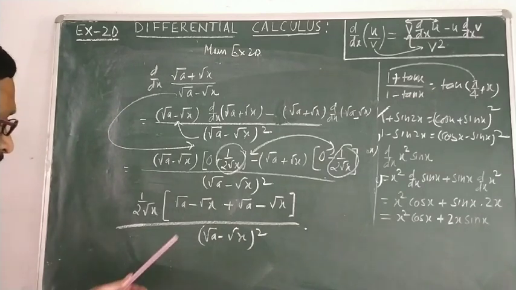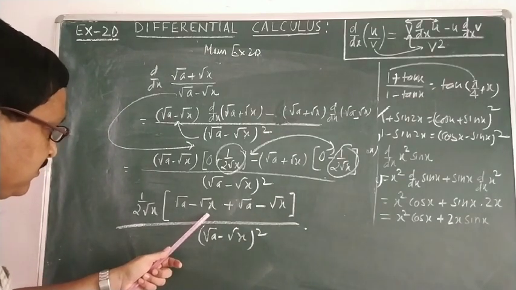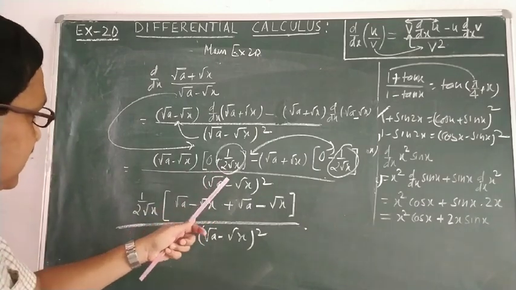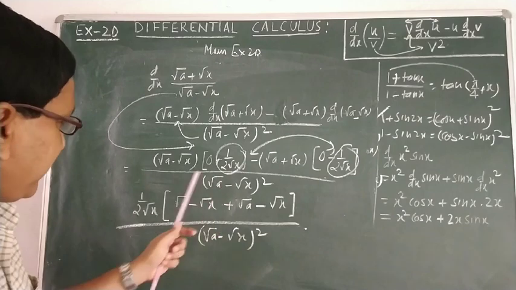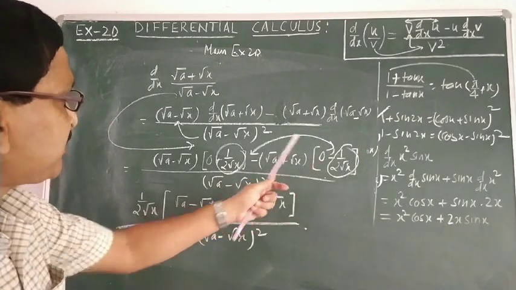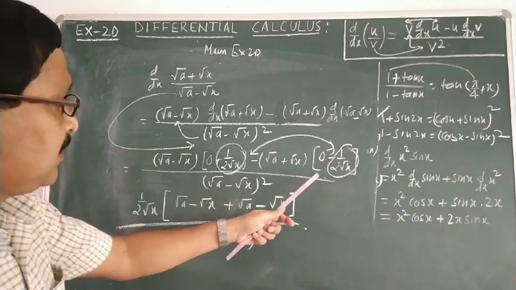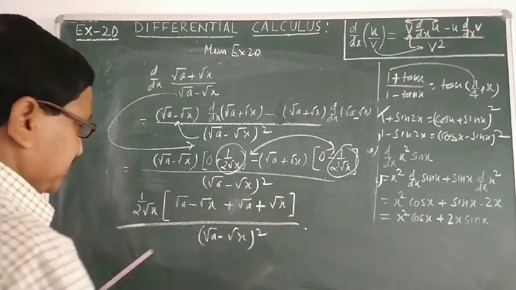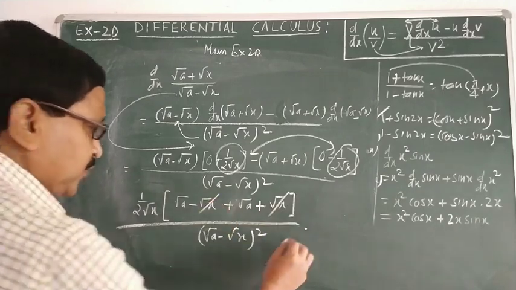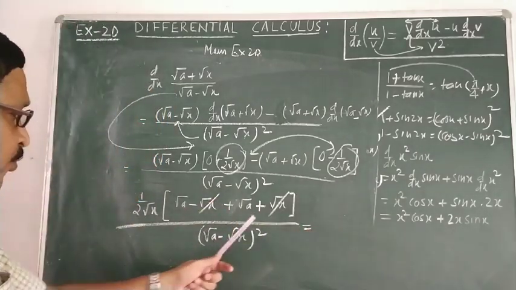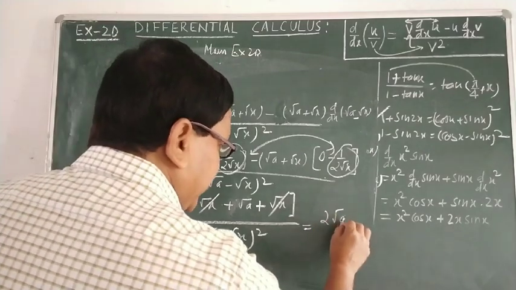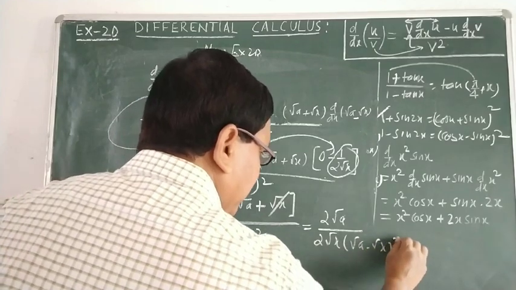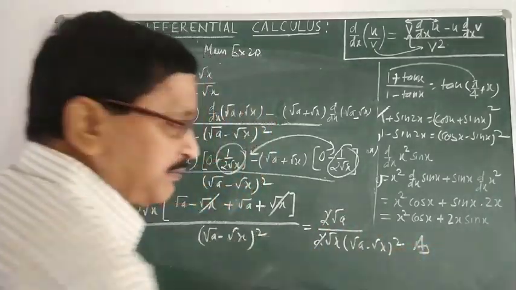Now see the cancellation. This is minus root a minus root x, with 1 by 2 root x, and this minus minus becomes plus, root a plus root a. This is plus. Yes, this is cancelled. So we are left with the final answer, 2 root a by 2 root x into root a minus root x whole square. So this is cancelled and you are left with the final answer.